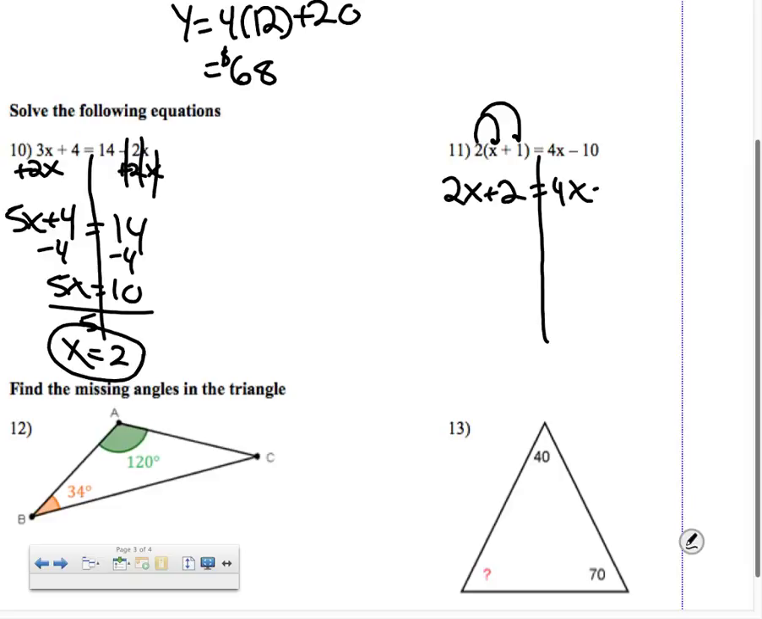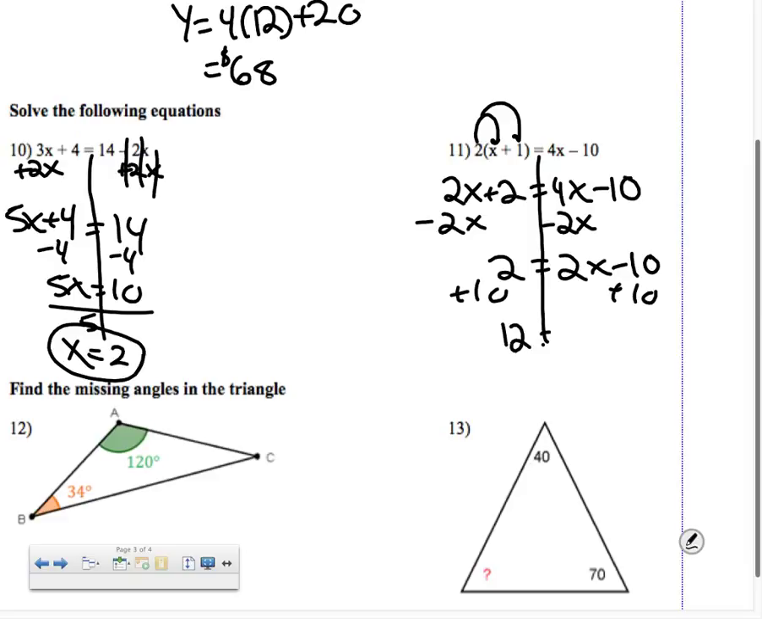And then we just run the gambit again. We want to try to get x's by themselves, so we have to put them together first. So I'm going to move this 2x over to the other x, because that way they'll be on the same side. So I get 2 is equal to 2x minus 10. Then I'm going to add 10 to both sides. And I get 12 is equal to 2x. Then I divide by 2. And I get x is equal to 6.